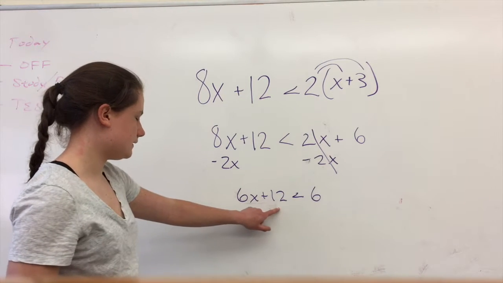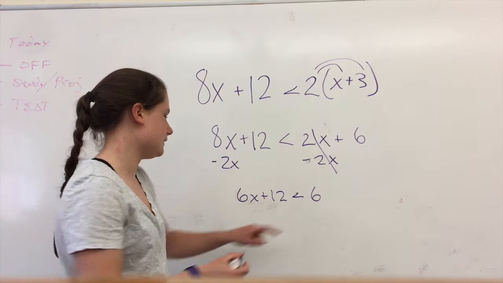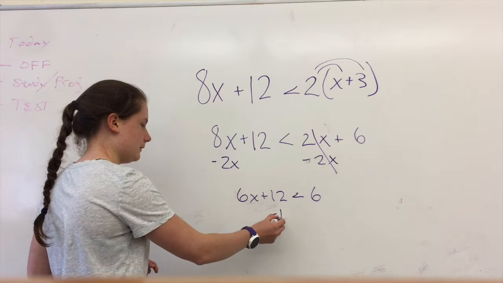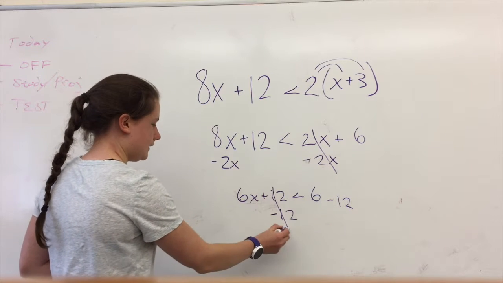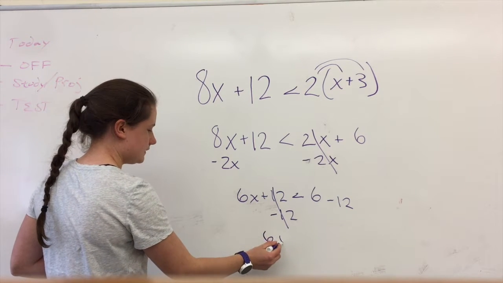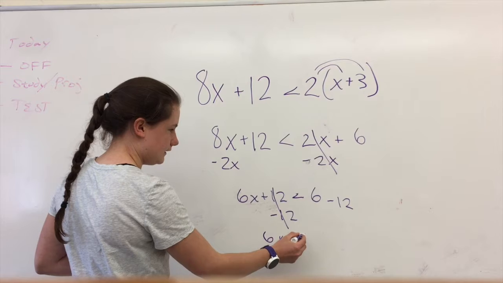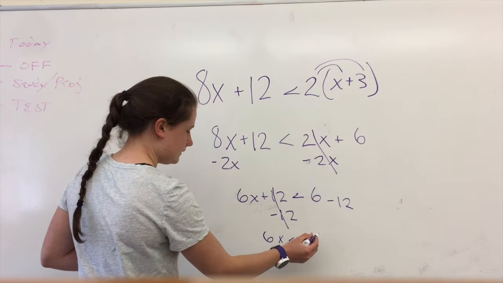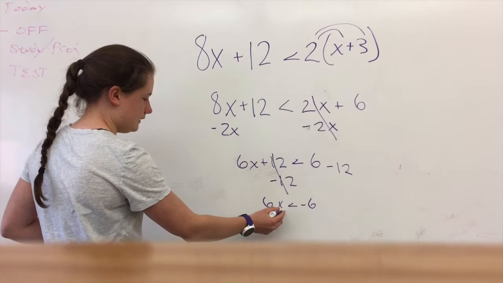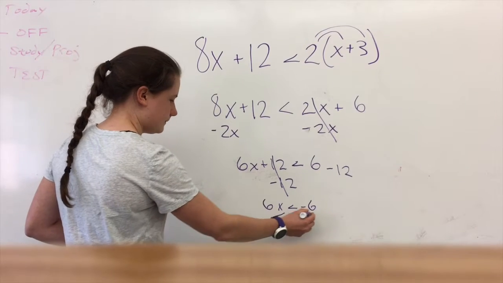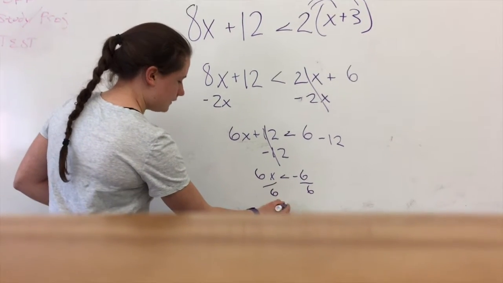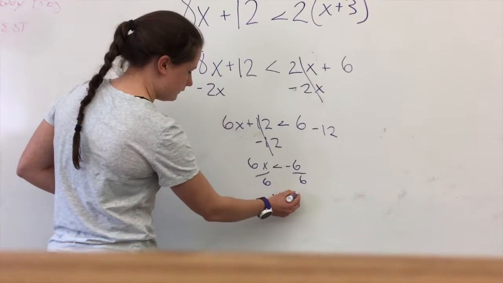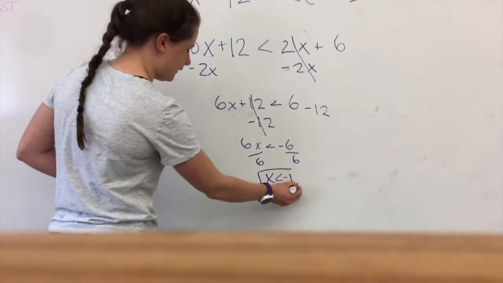And then you need to get this 12 over to this side, so you do that by subtracting 12. This will cancel out, and that will leave you with 6x less than negative 6. So you divide each side by 6. And you get x is less than negative 1. And that is your final answer.